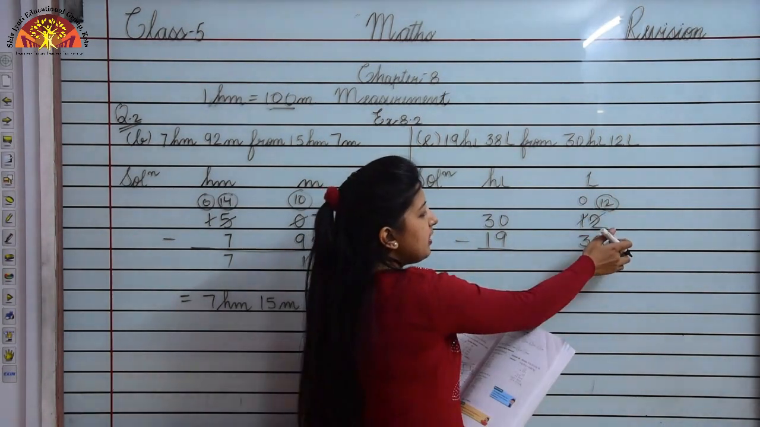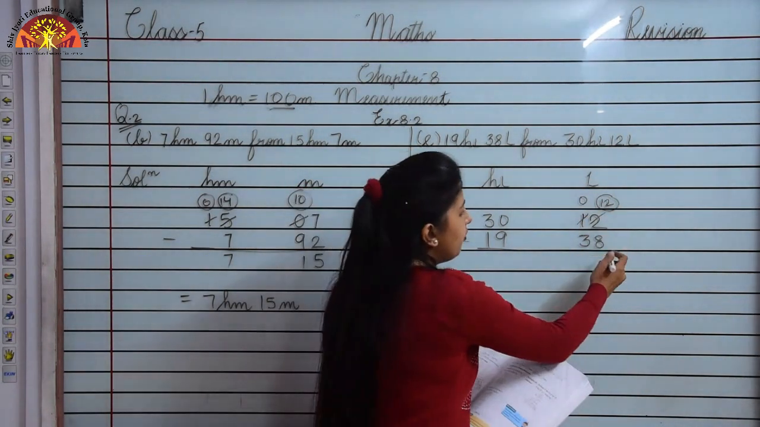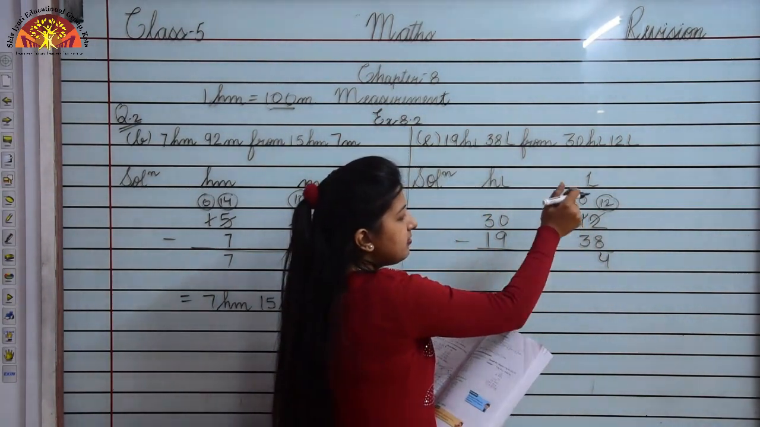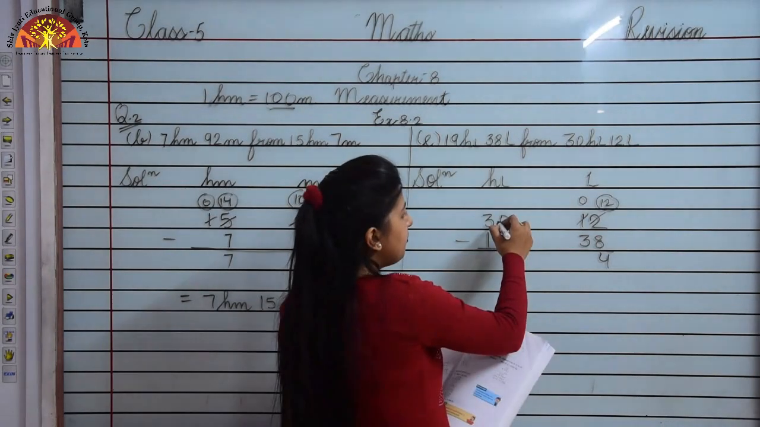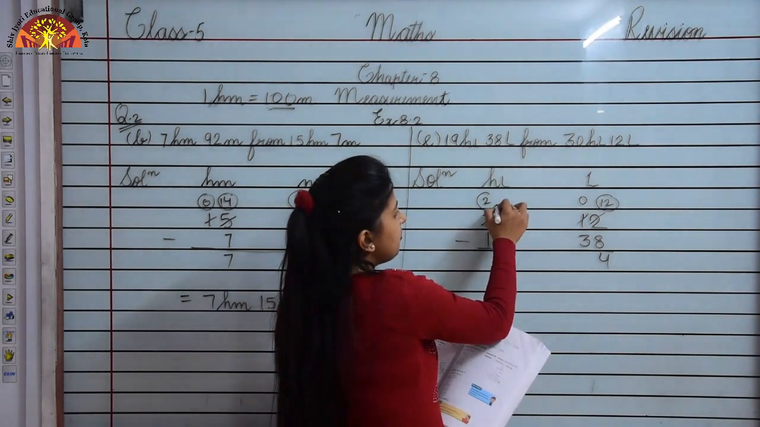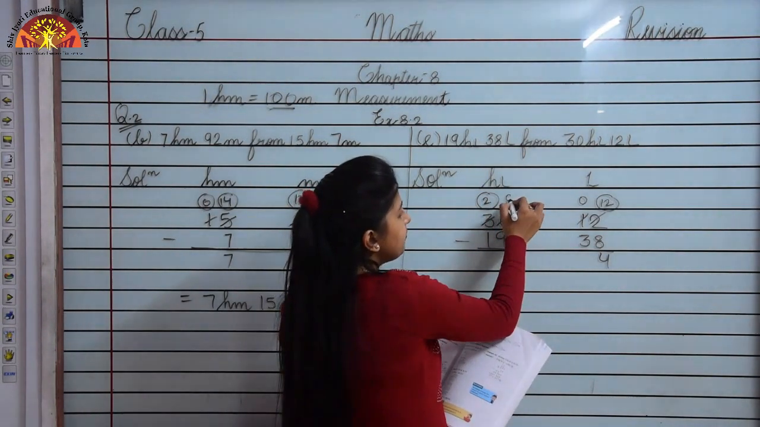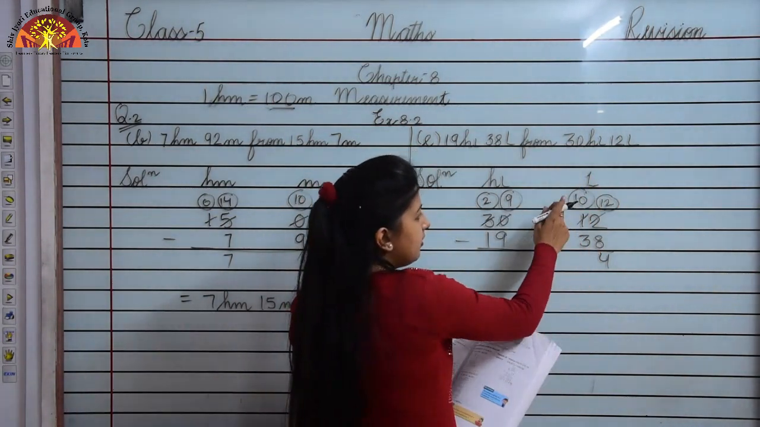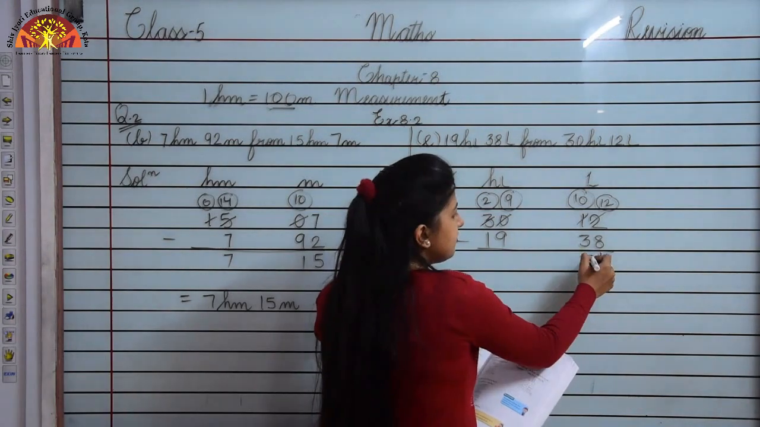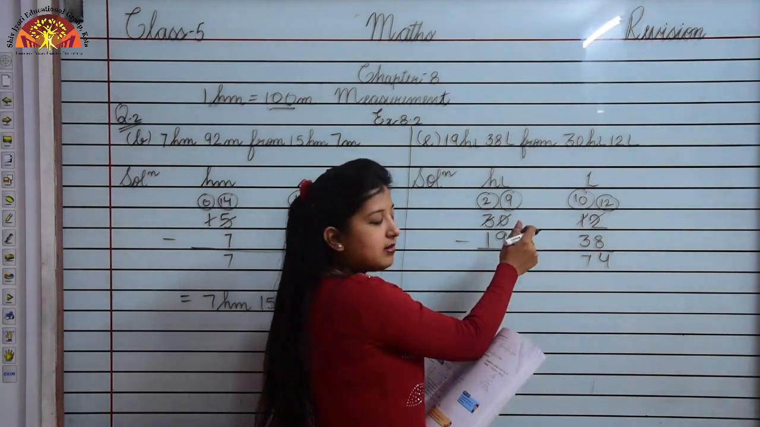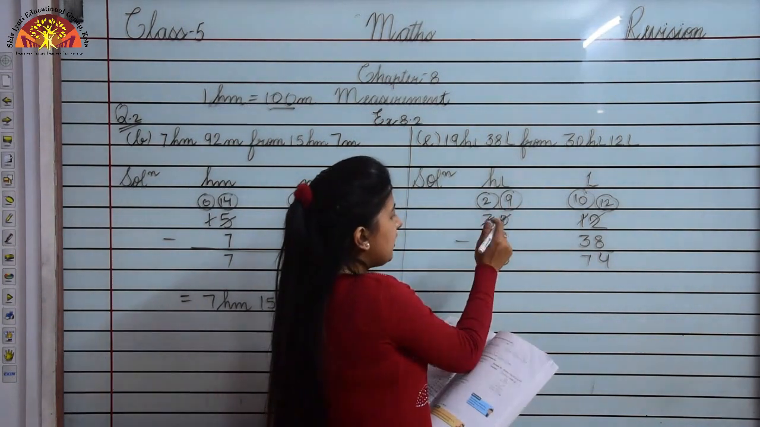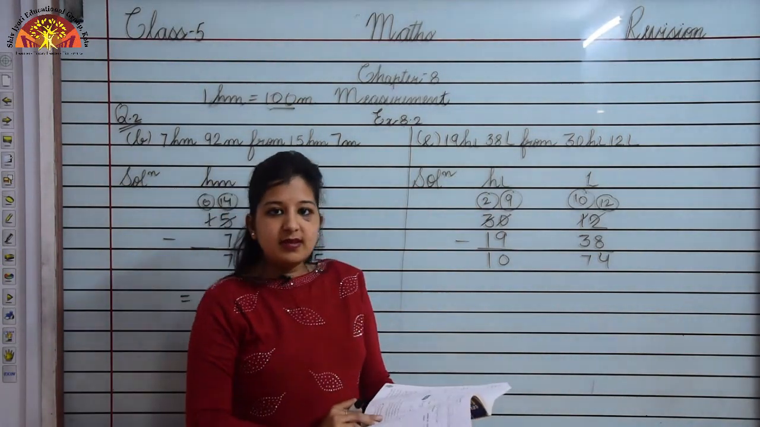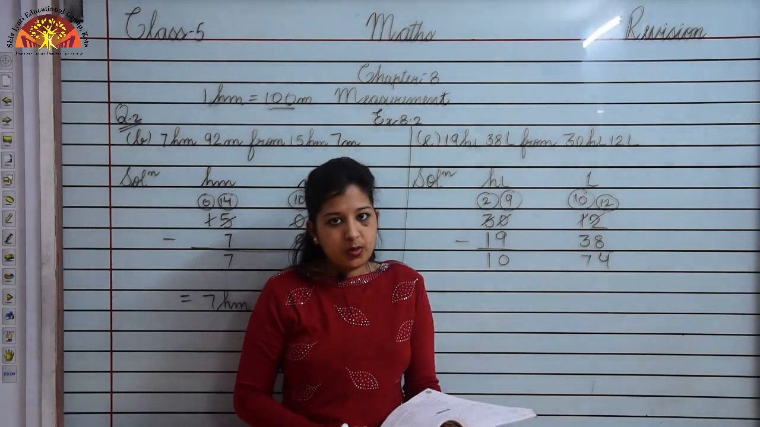Now, 12 minus 8 equals 4. Again here 0 minus 3 is not possible, so we will borrow from here. So 3 becomes 2, 0 becomes 9 and 0 becomes 10. Now 10 minus 3 equals 7. Now 9 minus 9 equals 0 and 2 minus 1 equals 1. So students, in this way we will do the rest of the questions.